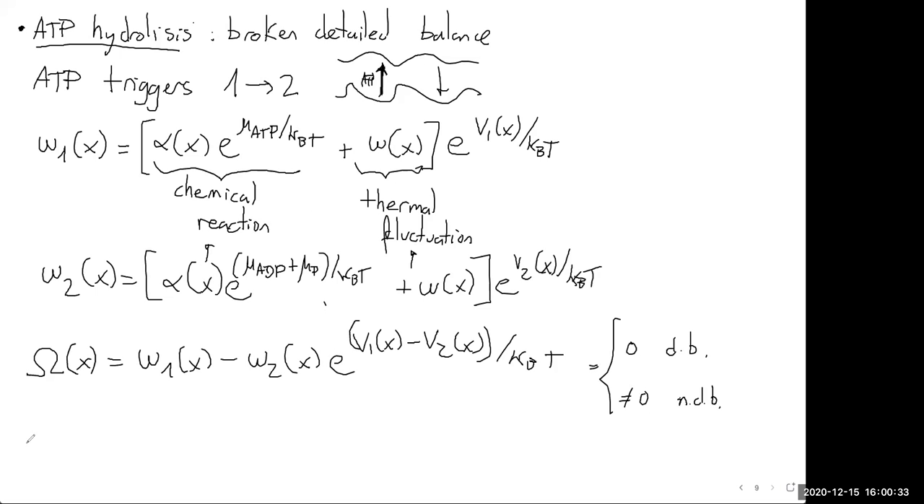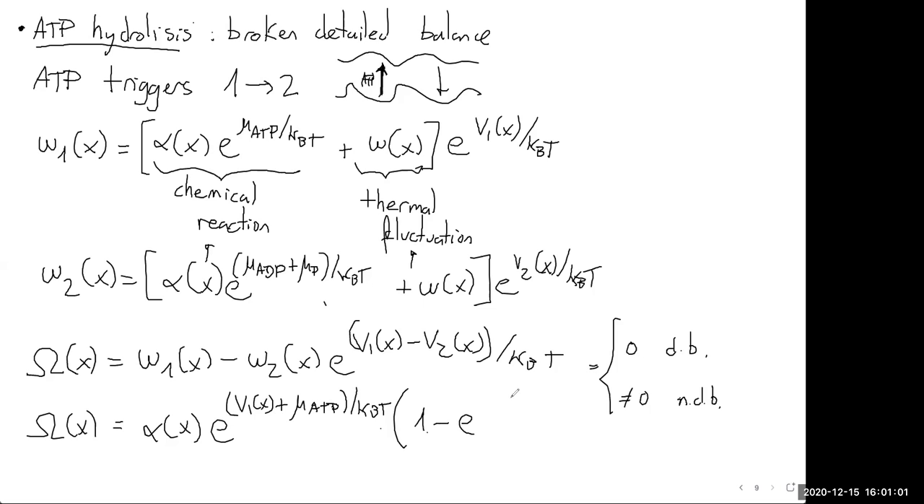And in this model, this omega x is as follows. So you get basically alpha x, then E V1x plus mu ATP. Okay, this is in the paper I gave you. You can check it there as well. Times 1 minus E to the minus delta mu divided by kBT.